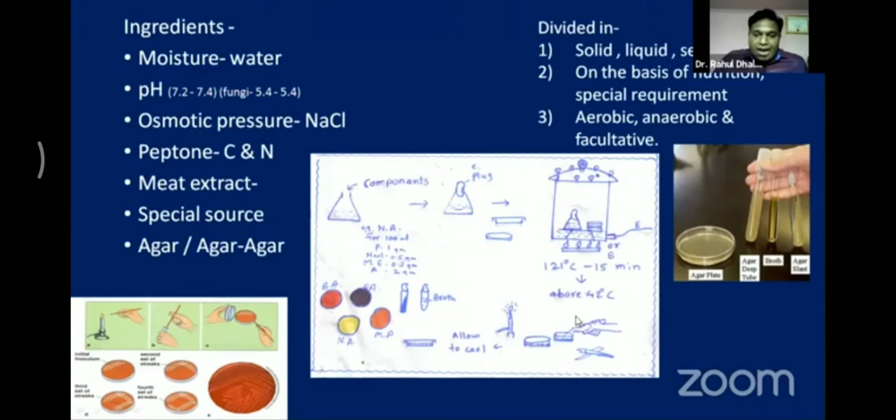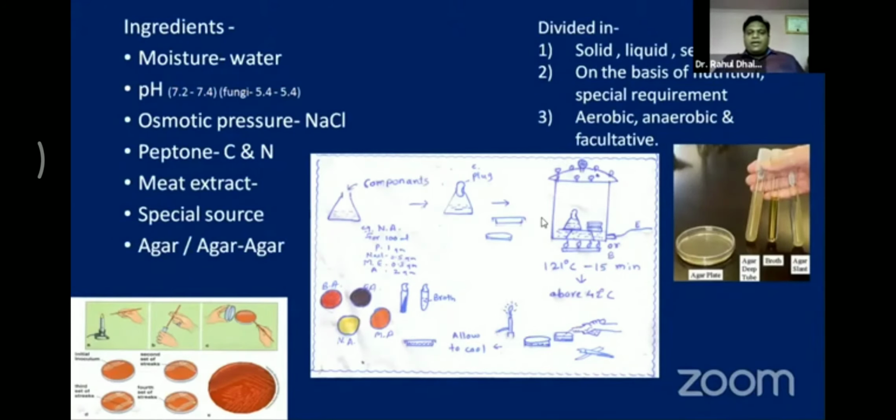But when we add, above 42 and below 45 degrees, 5 to 10% sheep blood, it turns into blood agar. But when we add blood and heat for 2 to 3 seconds, the RBCs get ruptured, and it turns into chocolate agar. And when we pour it, it looks like chocolate agar like this.